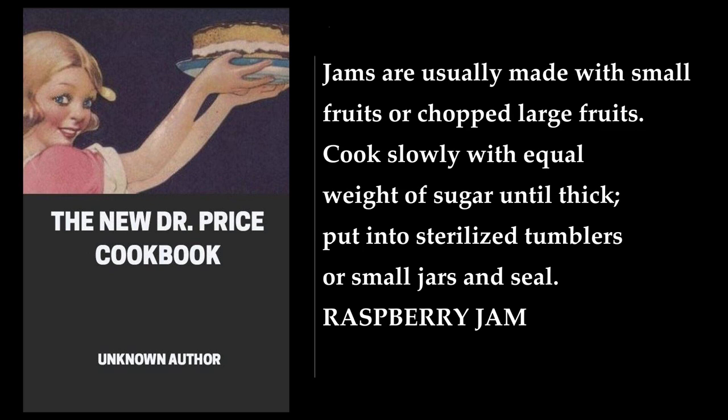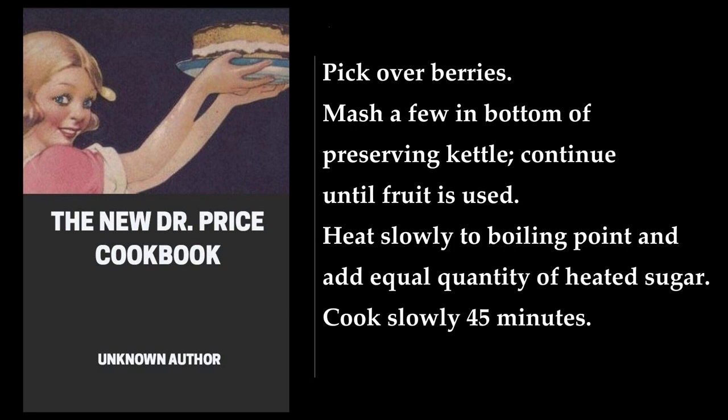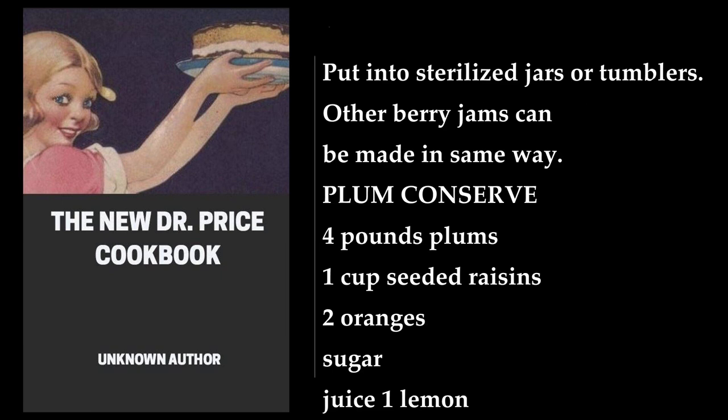Cook slowly with equal weight of sugar until thick, put into sterilized tumblers or small jars and seal. Raspberry jam. Pick over berries. Mash a few in bottom of preserving kettle, continue until fruit is used. Heat slowly to boiling point and add equal quantity of heated sugar. Cook slowly 45 minutes. Put into sterilized jars or tumblers. Other berry jams can be made in same way.